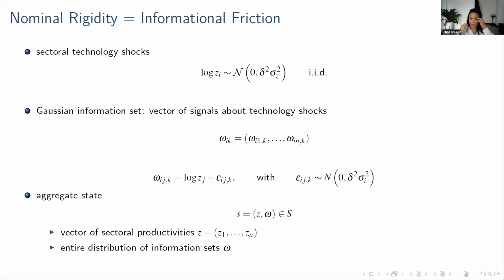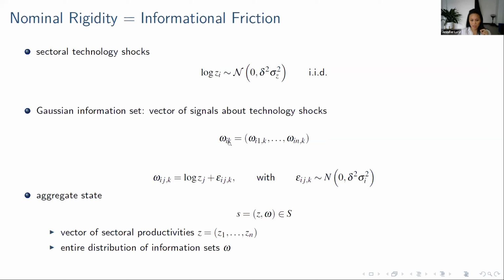Okay, so now let me talk about how we model the nominal rigidity. In the first half of the paper, we make this very general, but for this presentation, let me just go with one of our specifications, which is a nice Gaussian specification. So let's suppose there's a vector of technology shocks, Z_i. We're going to assume these technology shocks are normal with mean 0 and some variance. And then these firms are going to get imperfect information about these technology shocks. In particular, they're going to have a Gaussian information set.